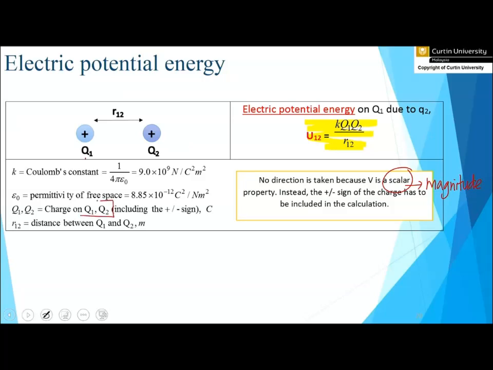This time, for the charges Q1 and Q2, we use capital Q to represent them because for this application, you must include the positive and negative sign. Because for a scalar quantity, we do not take into account the direction, so we have to count the sign. So I put 3 stars here, which means it's very important. You must include the positive and negative sign.